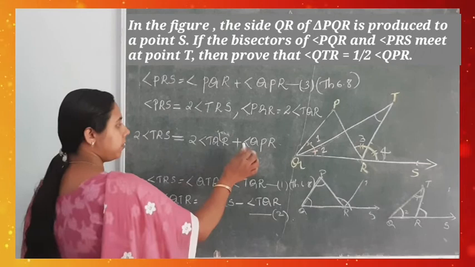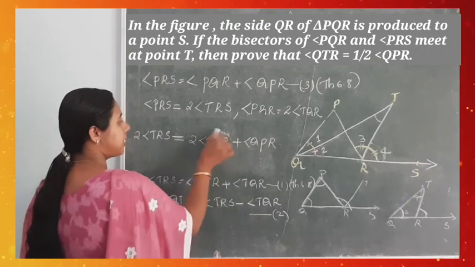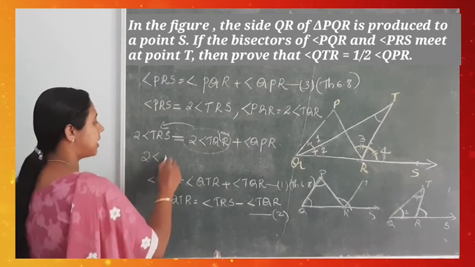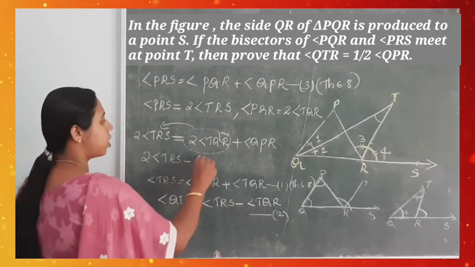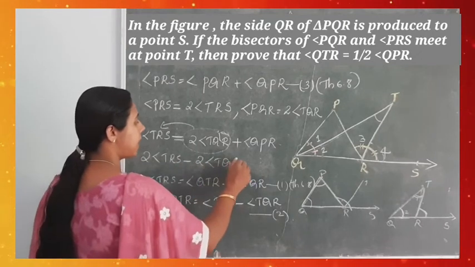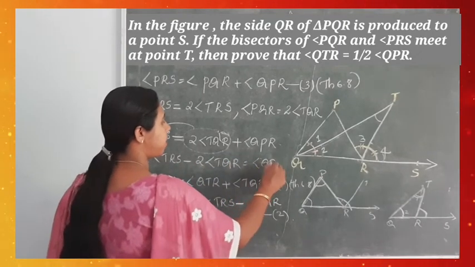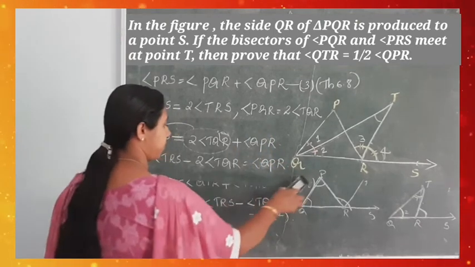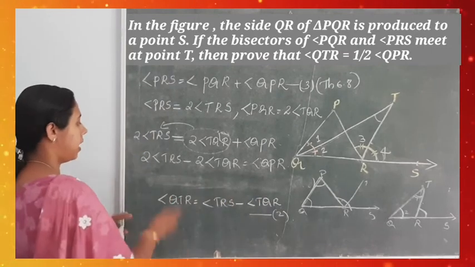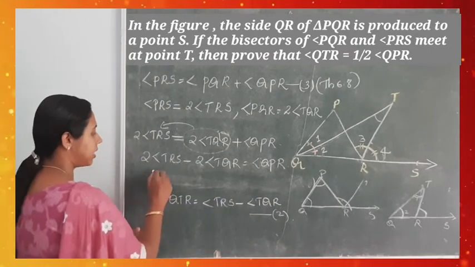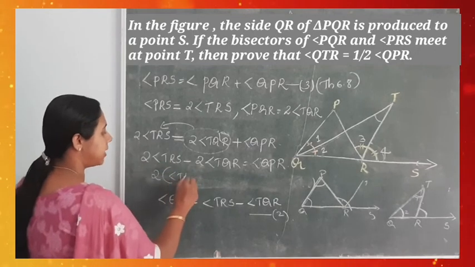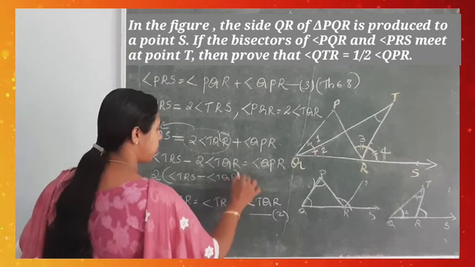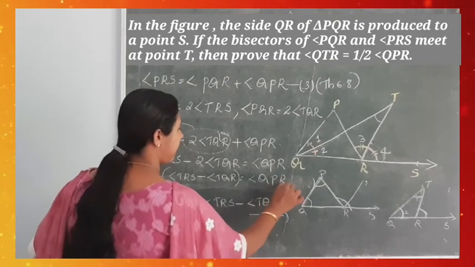Now keep this QPR there itself, take this angle PQR to this side. Then it will be 2 angle TRS minus 2 angle TQR is equal to angle QPR. Now in both the terms 2 is common, you can take it out. So 2 into angle TRS minus angle TQR is equal to angle QPR.